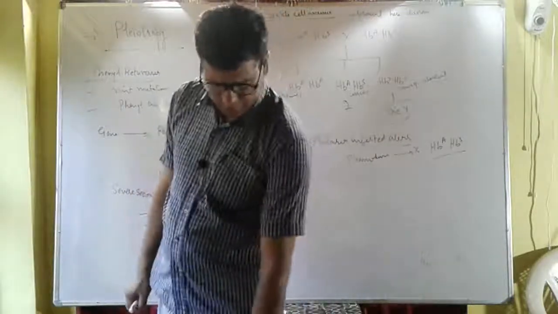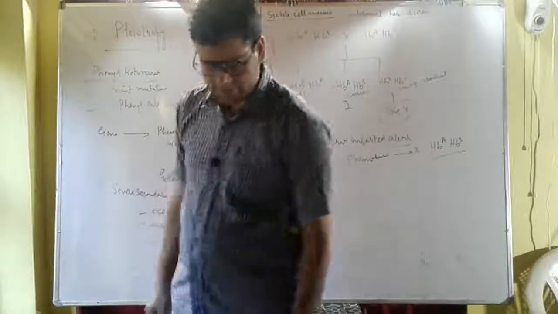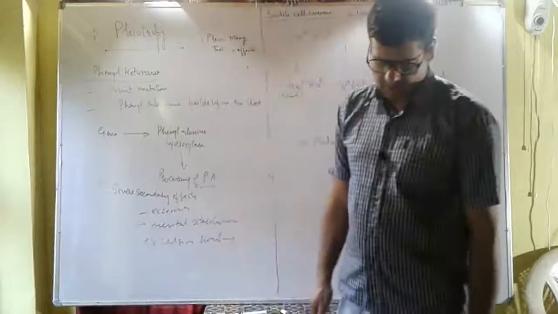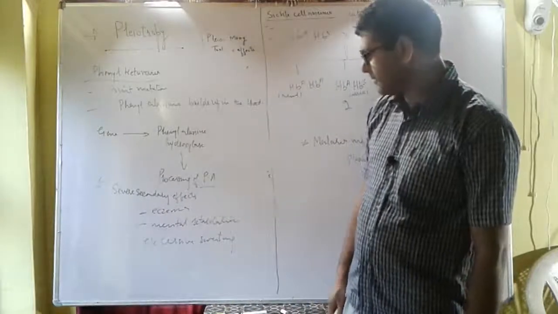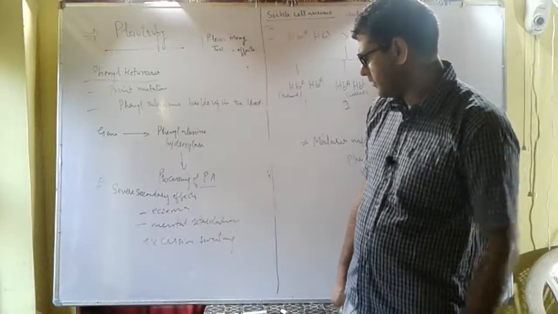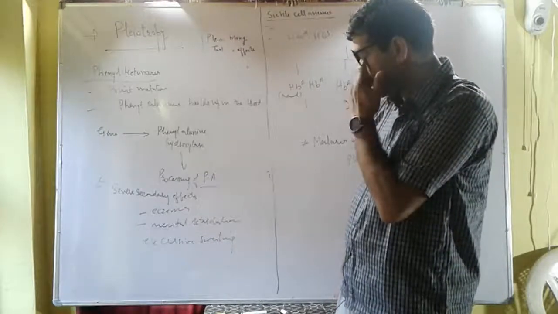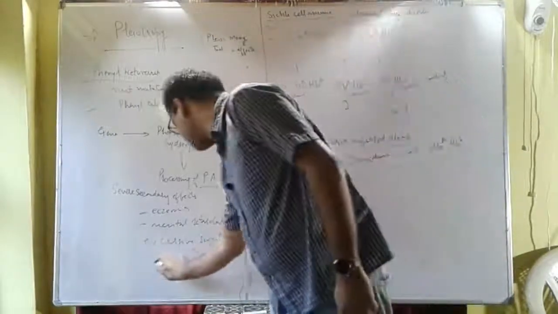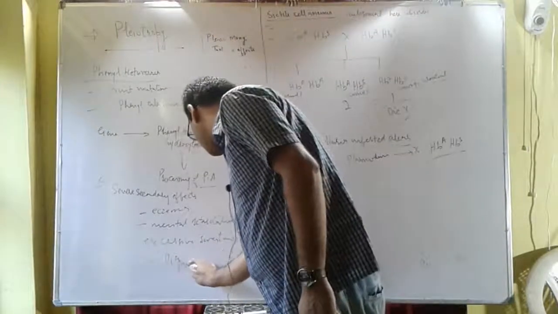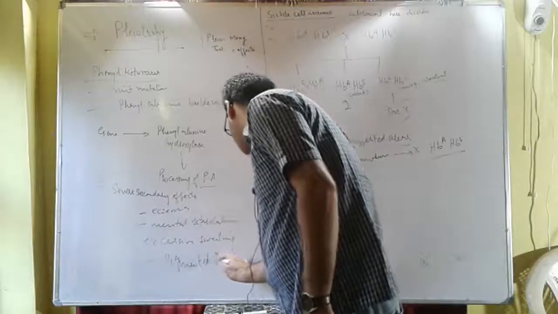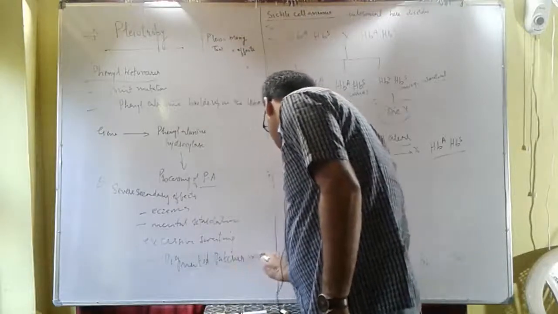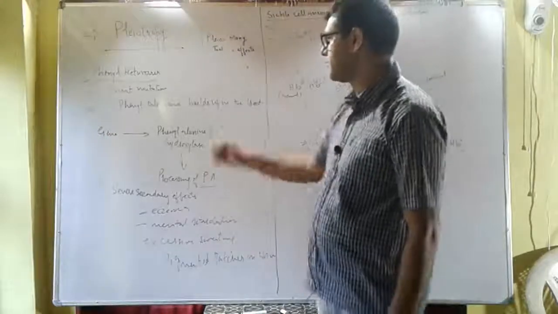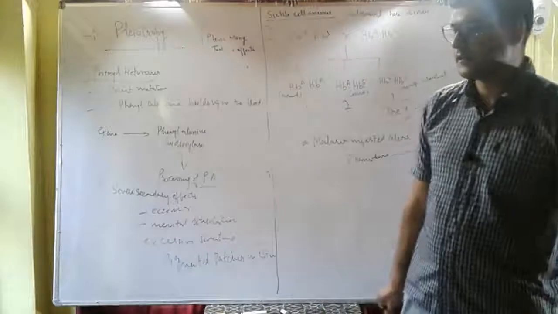These are the secondary effects: eczema, mental retardation, excessive sweating, and pigmented patches on the skin. These are the secondary effects of this point mutation in case of phenylalanine.